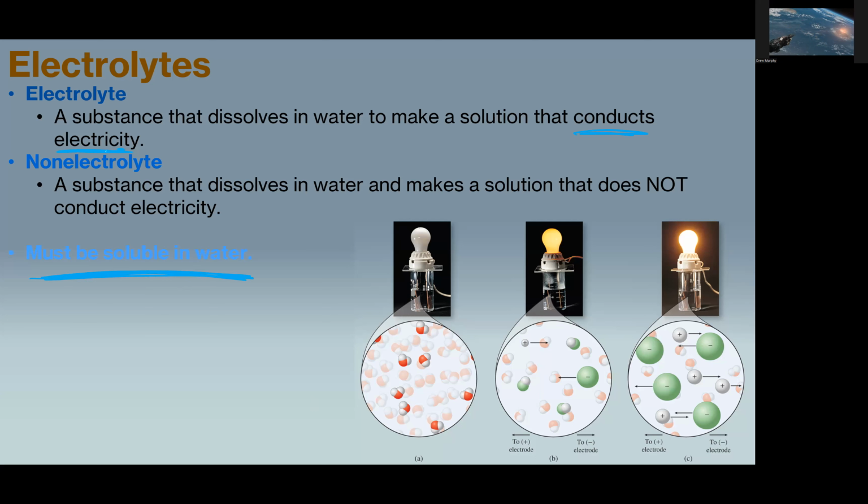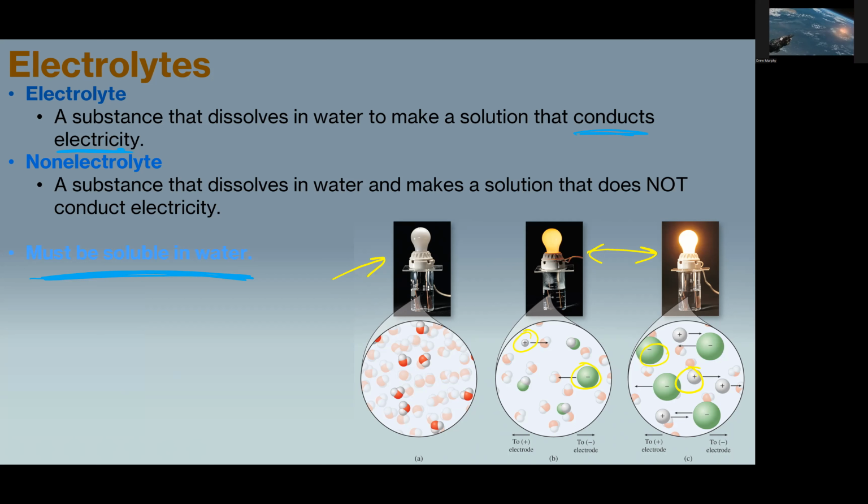So if we look here, let me get this other definition out of the way. A non-electrolyte will dissolve in water and make a solution that does not conduct electricity. Okay, so here, pure water does not conduct electricity, and the light bulb doesn't light up. These guys are electrolytes, and the light bulbs light up because we have ions in solution. There's positive ions, negative ions in the solution that help conduct the electricity, and the light bulb lights up.